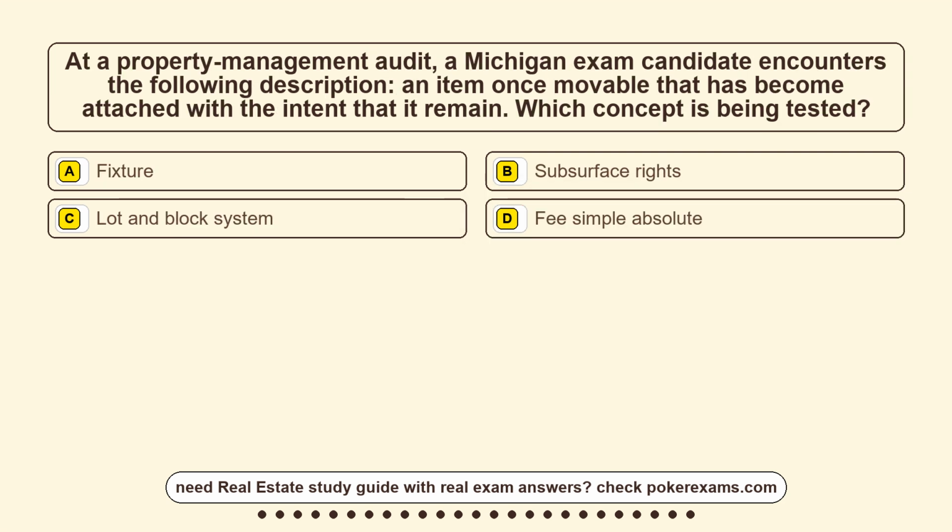Question 21. At a property management audit, a Michigan exam candidate encounters the following description: an item once movable that has become attached with the intent that it remain. Which concept is being tested? Option A, fixture. Option B, subsurface rights. Option C, lot and block system. Option D, fee simple absolute. The correct answer is option A, fixture.